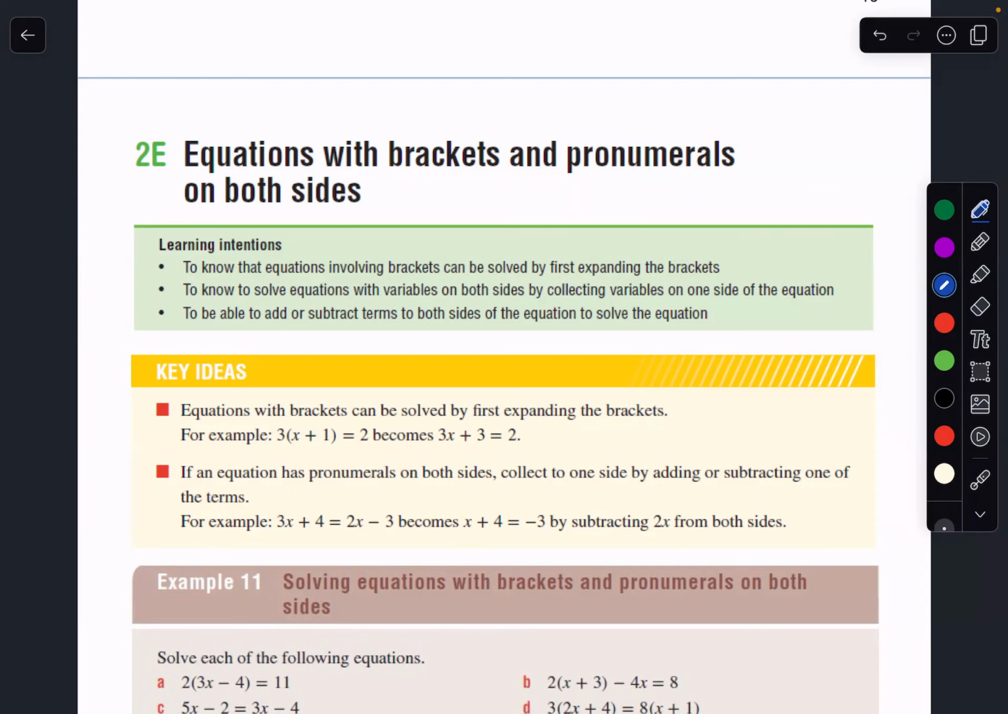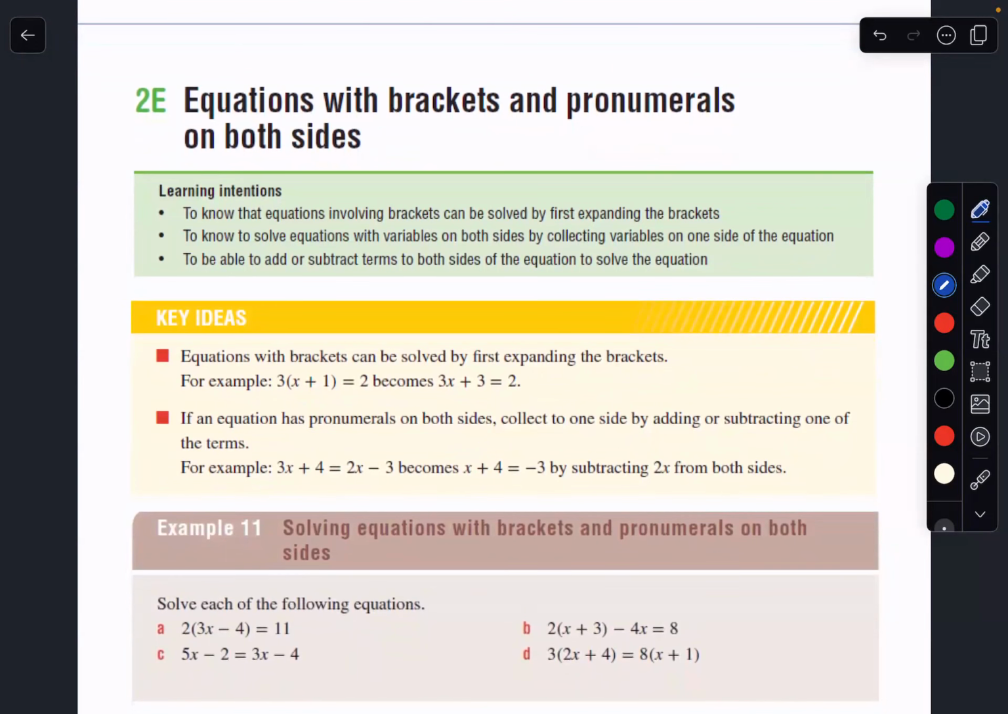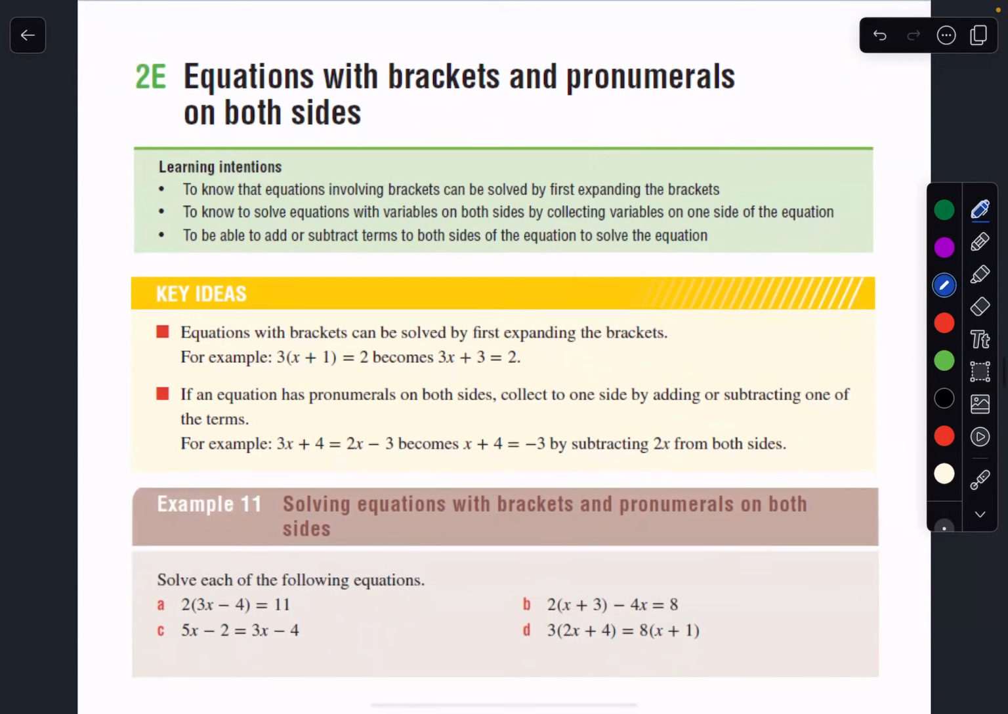Year 9. Today we're going to do equations with brackets and numerals on both sides. Last lesson we learned 3 different cases on how to solve the linear equation. The first one is without a fraction. The second one is a fraction plus or minus a number. And the last one is a whole fraction. Today we're going to learn 2 more cases, which are based on case 1 we learned before.